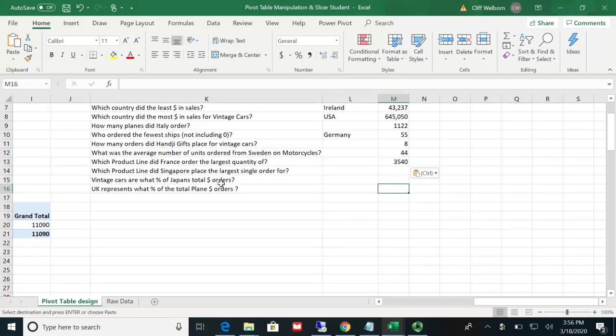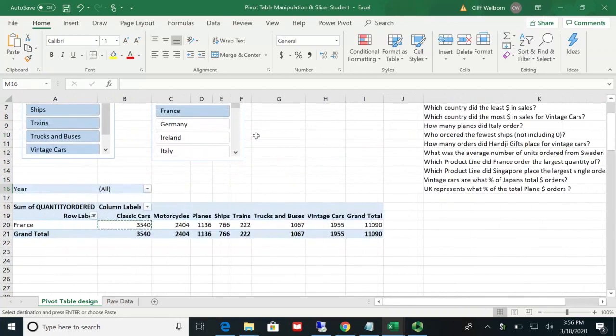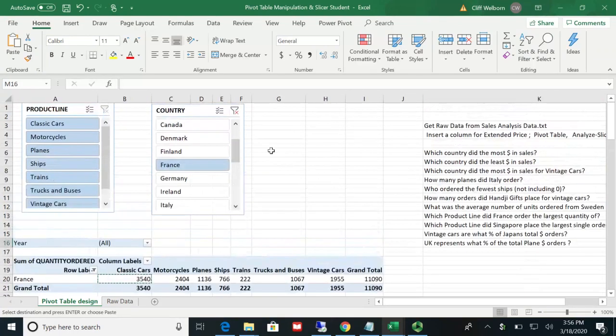All right, which product line did Singapore place the largest single order for? So now we're looking at Singapore and all the different product lines, and we want to know, in terms of the quantity ordered, what was the biggest quantity they ever ordered. All right, so let's use our slicer to help us out.